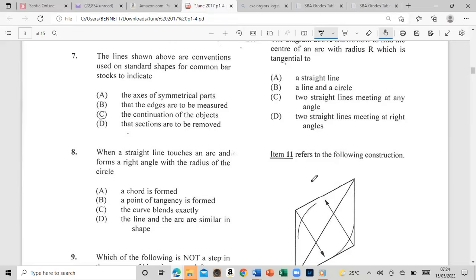Number 8, when a straight line touches an arc and forms a right angle with the radius of the circle, A, a chord is formed, B, a point of tangent is formed, C, the curve blends exactly, or is it D, the line and the arc are similar in shape? And that is a point of tangency is formed.